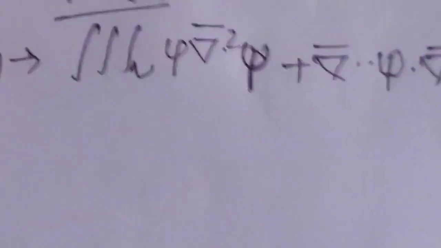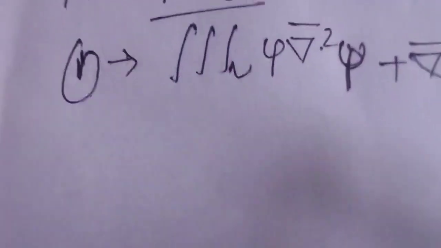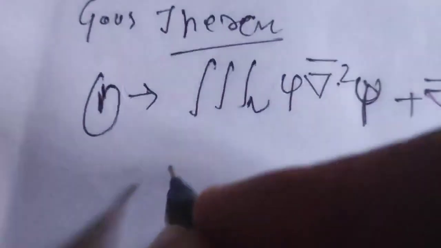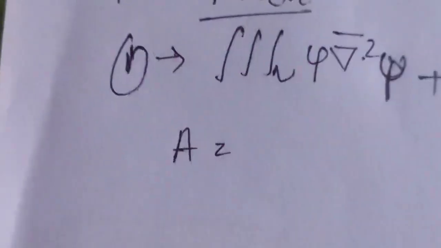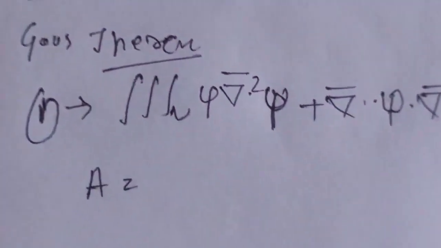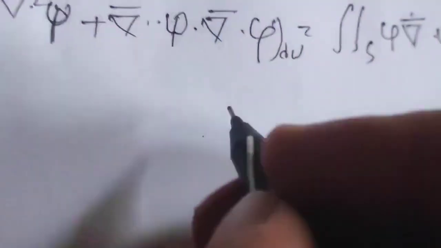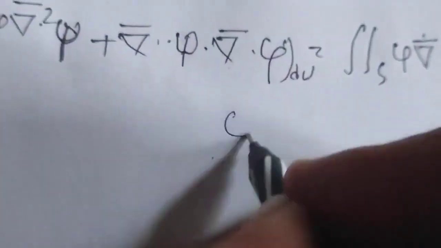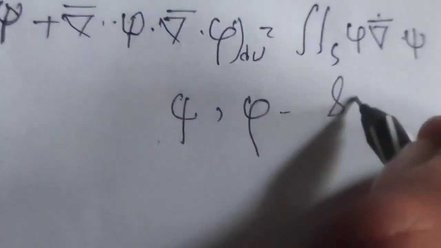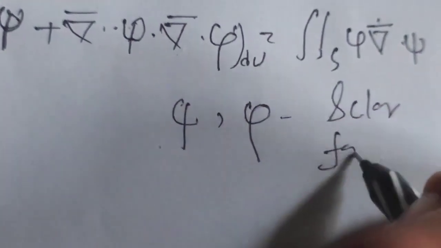We already know the Gauss theorem. Now we talk about how to solve it. First of all, we should note an important thing: here psi and phi are both scalar functions. What a vector or scalar function is, we will talk about in the next video.